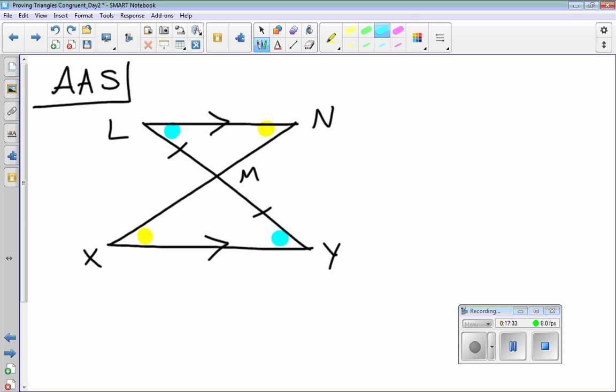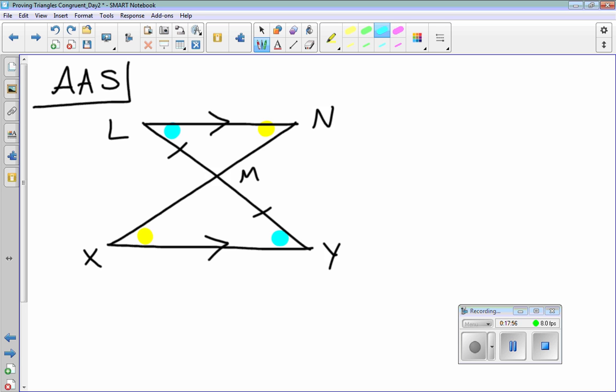How do I know that angle N is congruent to angle X? Is it one of these three options that I could add? Are they alternate interior angles? Yeah, so I know that that's true. How about angles L and Y? Are they one of these three options as well? They're also alternate interior angles, just with a different transversal.